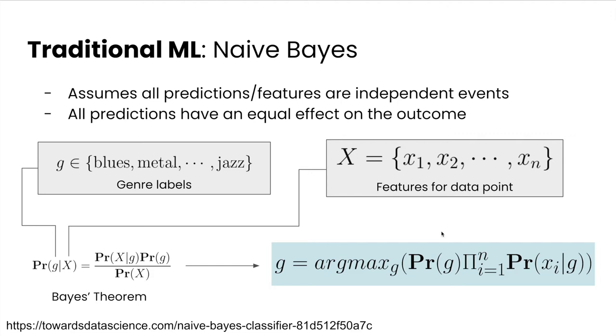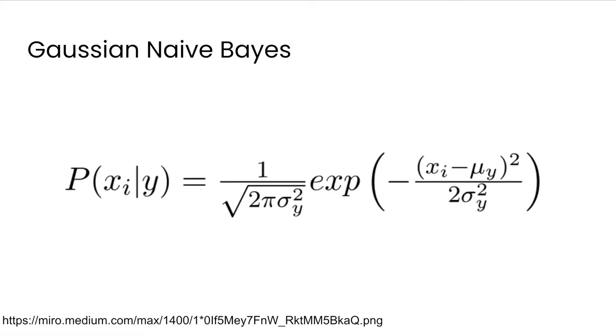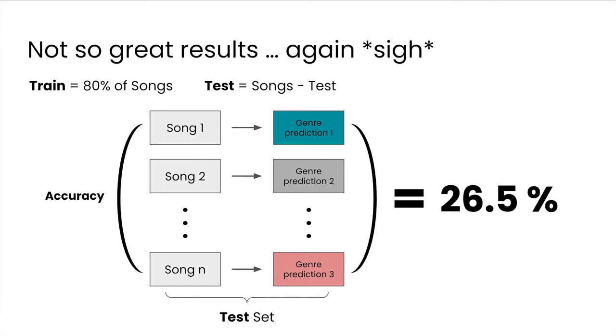This function here is merely using some of the facts above and Bayes' theorem to make it easy to get the actual probabilities from the data. And then we use a specific subset of naive Bayes called Gaussian naive Bayes, which assumes our data points come from a Gaussian distribution, or a normal distribution, which gives us this probability for each of the features given a particular genre, to calculate it on the data set. And what we got was 26.5% accuracy.